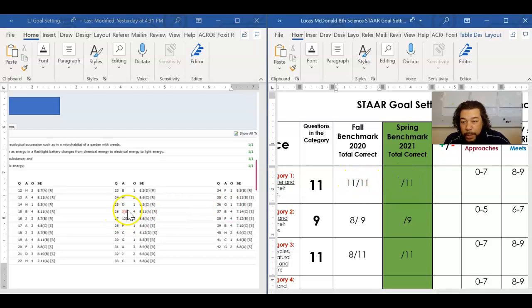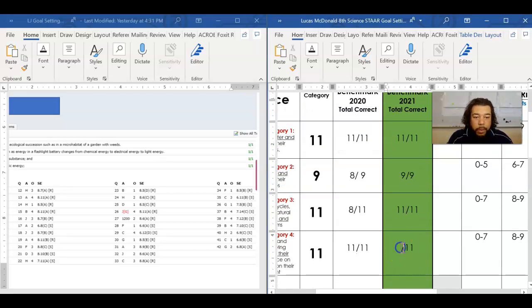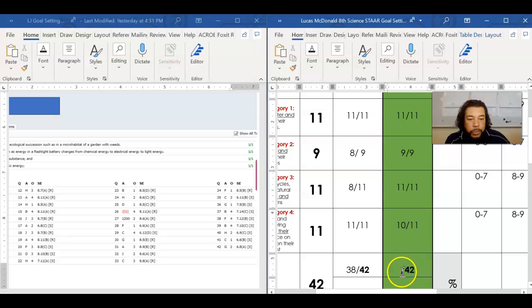He missed something in reporting category 4. So that means that he was 11 for 11 on reporting category 1, 9 for 9 on reporting category 2, 11 for 11 on reporting category 3, and 10 for 11 on reporting category 4.